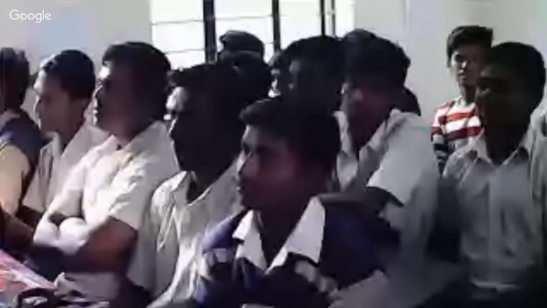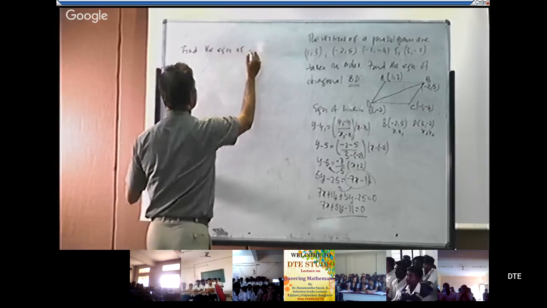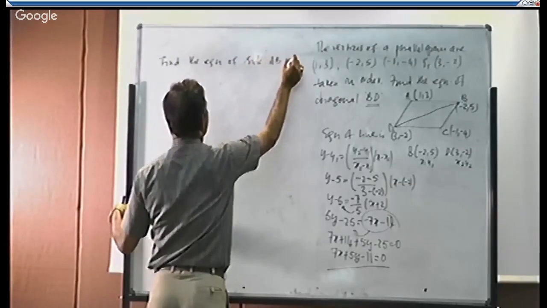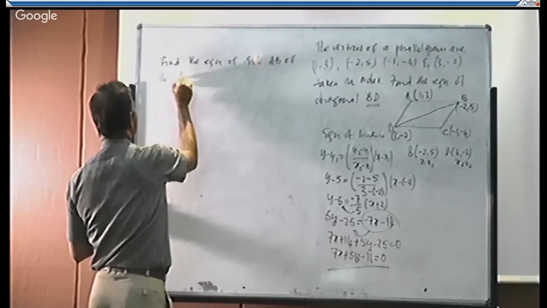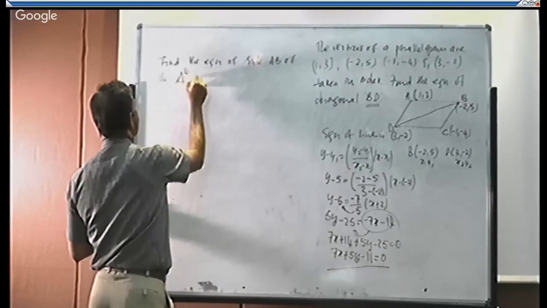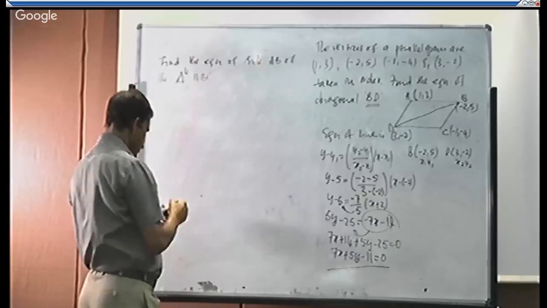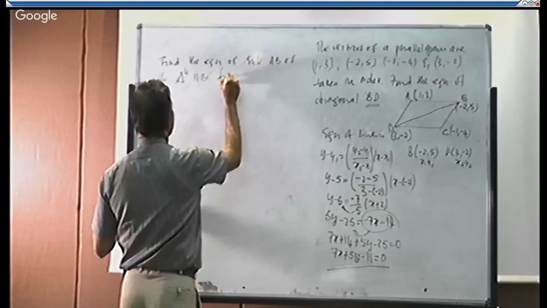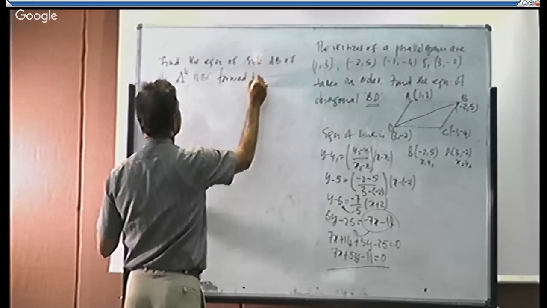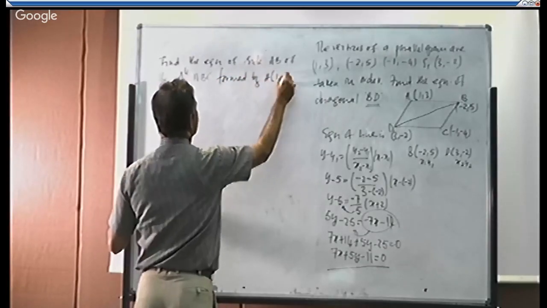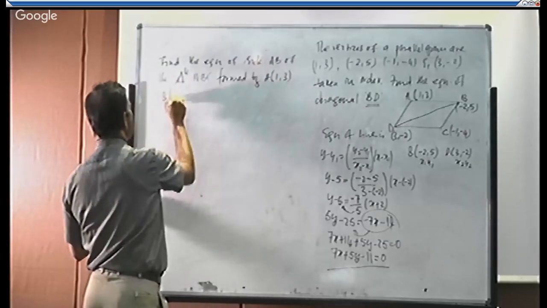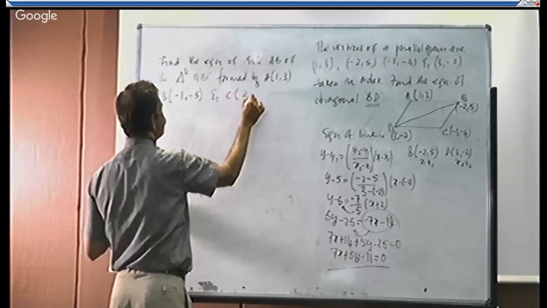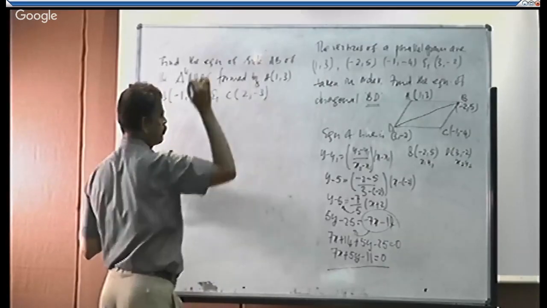Find the equation of side AB of the triangle ABC formed by A (1, 3), B (-1, -5) and C (2, -3).